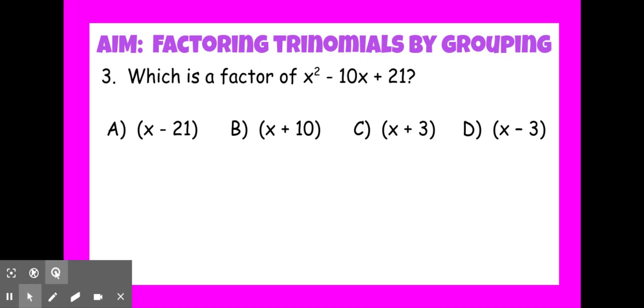And then on to number 3. It says, which is a factor of that polynomial, or that trinomial? So you have to understand they only gave us one of the factors. When we're factoring a trinomial, we'll have 2. So it's like a matching game.